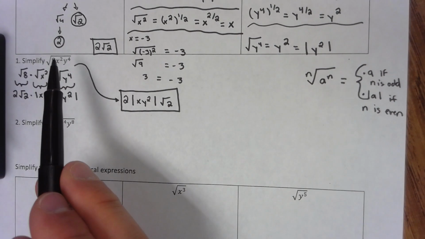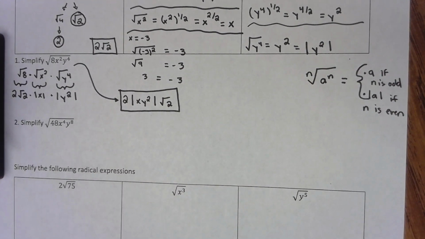So this entire expression simplifies to be 2 times the absolute value of x times y squared times the square root of 2. And again, break them down so you're just dealing with one piece individually.